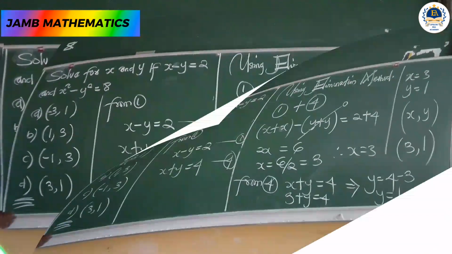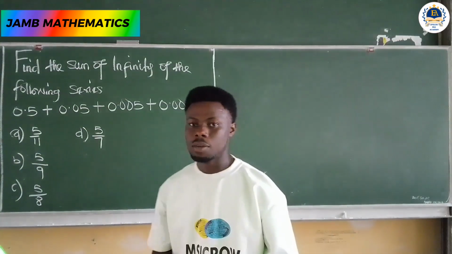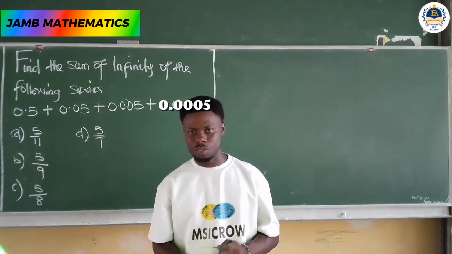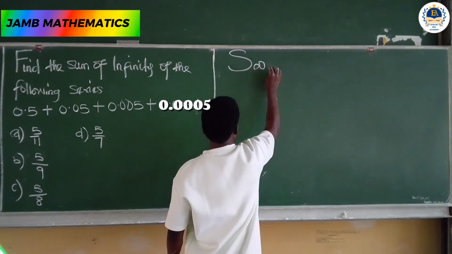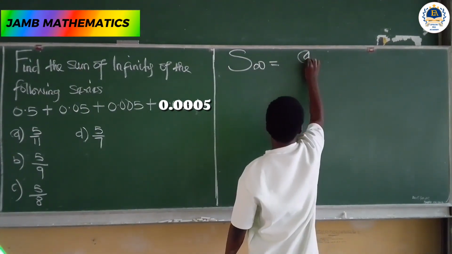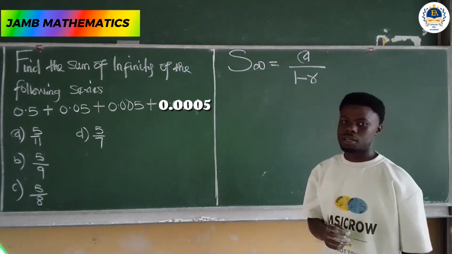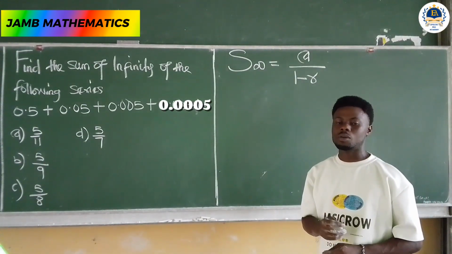Find the sum to infinity of the following series: 0.5 plus 0.05 plus 0.005 plus 0.0005 and so on. Options are given below. Now this is a geometric progression. In a geometric progression, to determine the sum to infinity, we use the general formula: sum to infinity is equal to A all over 1 minus R, where A represents the first term in the series given and R is the common ratio.